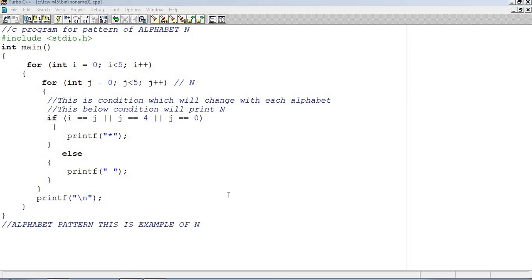Hash include stdio.h, int main, for int i is equal to 0, i less than 5, i plus plus, this is row. For j is equal to 0, j less than 5, j plus plus, this is column.